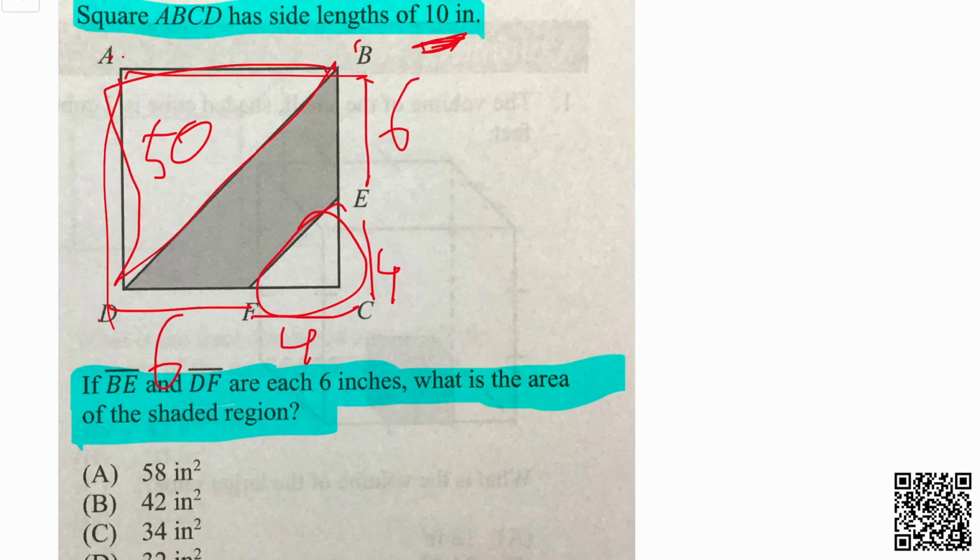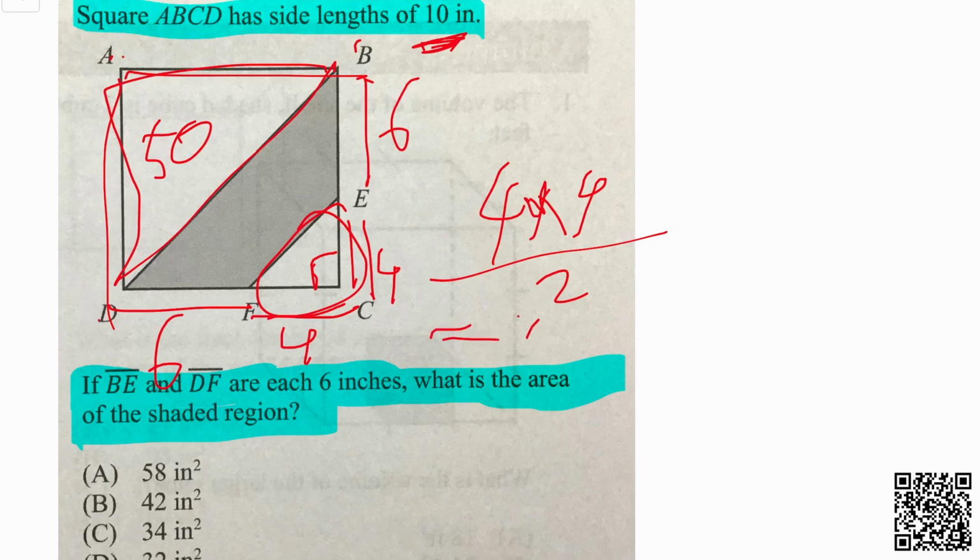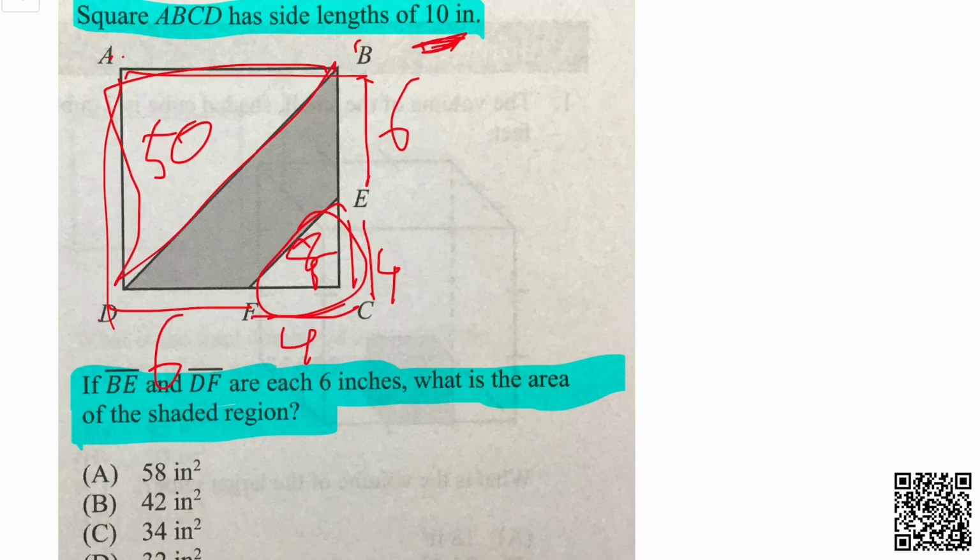So this here is a right triangle, and we already know that this side length and this side length are 4. So 4 times 4 divided by 2. 4 times 4 is 16, and 16 divided by 2, which we all know is 8. We've got an 8 here. And we know the entire area is 100 because 10 times 10 equals 100. So how do we solve the shaded region? Simple. You just subtract these two areas from the total area. So it's 100 subtract 50 subtract 50 subtract 8.